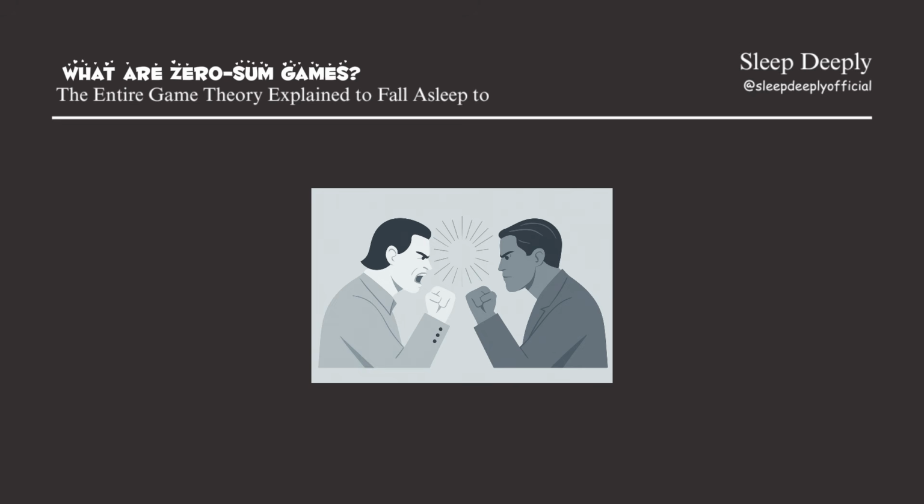Classic examples are poker or sports. If one player walks away with $50 at the poker table, that money came directly from the other players. In a football match, one team's victory is automatically the other's defeat. These games are inherently competitive. Success comes only at someone else's expense.